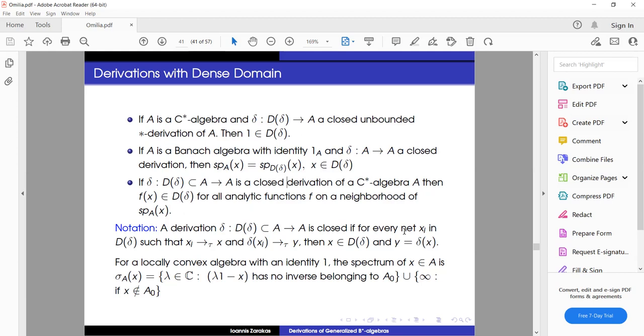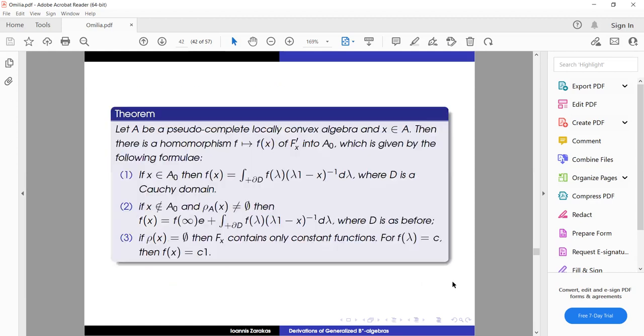And on these results, we posed our questions: what happens in our setting? What happens with derivations of Fréchet algebras? Can we still provide ourselves with answers, either yes or no, with respect to bullet one, bullet two, and bullet three? Just to give you an idea of what we have in our hands. The next theorem, this is Allan's theorem.